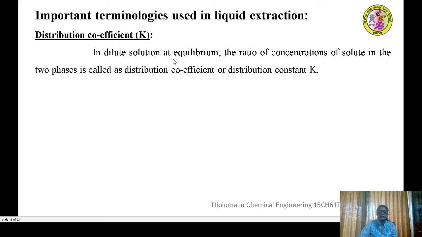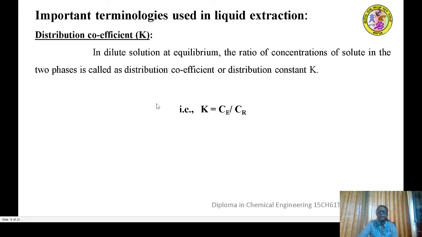So in a dilute solution at equilibrium, the ratio of concentration of solute in two phases is called the distribution coefficient or distribution constant K. So when the two liquid phases are contacted in an operation, and when equilibrium has been reached between the phases, the concentration of solute in the two phases is measured, and the ratio of these concentrations in the two phases at equilibrium is known as the distribution coefficient, which is also called the distribution constant, represented by capital K.